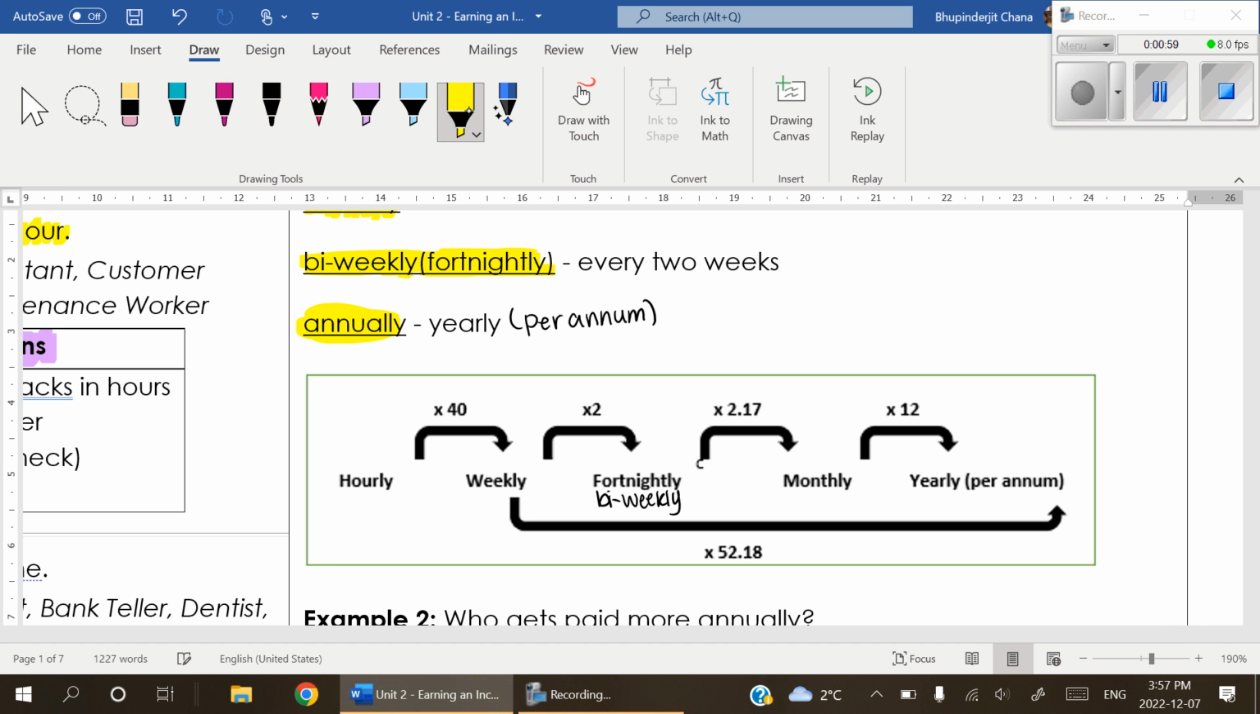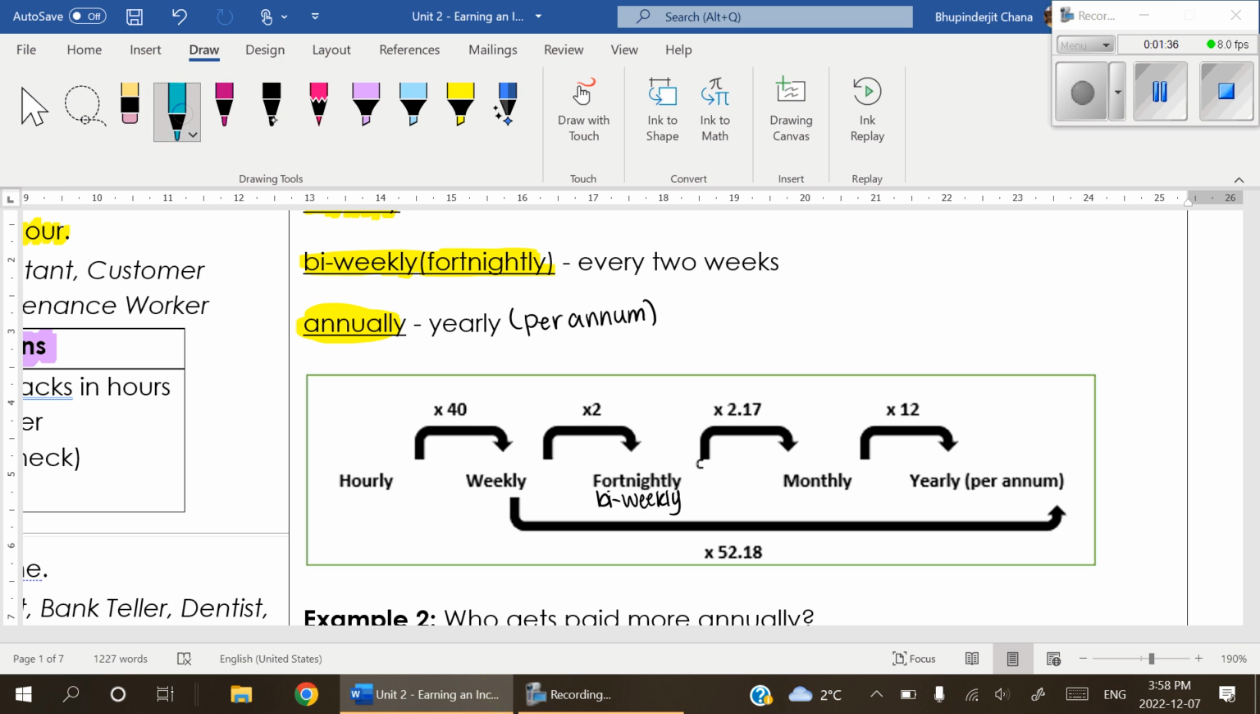So for example, let's say I wanted to go hourly to weekly, I would have to multiply by 40. But if I wanted to go weekly to yearly, then I would multiply by 52.18. Now, it's really important that you don't cheat and make sure that you put the decimals in as well. If you don't put the decimals in, then your calculations are going to come out wrong. All right, I'm just going to erase all of this.